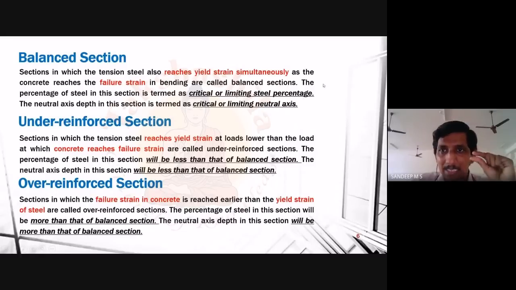Suppose I slightly decrease the percentage of steel from 2 to 1.5%. What will happen to that section? What is your opinion? I have a balanced section in which the percentage of steel is 2%. Now what I am doing is just removing one bar, and I find that the percentage of steel provided in the section is now just 1.5%. What will happen?